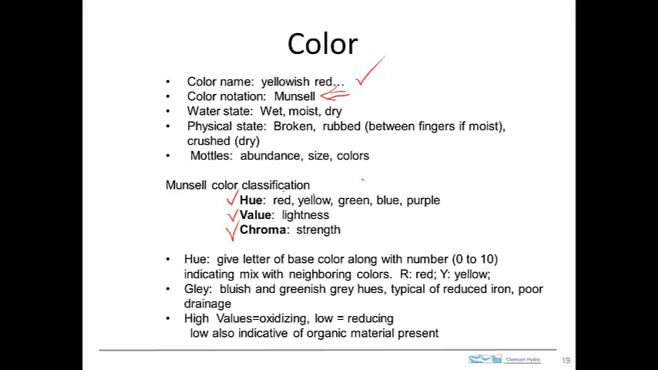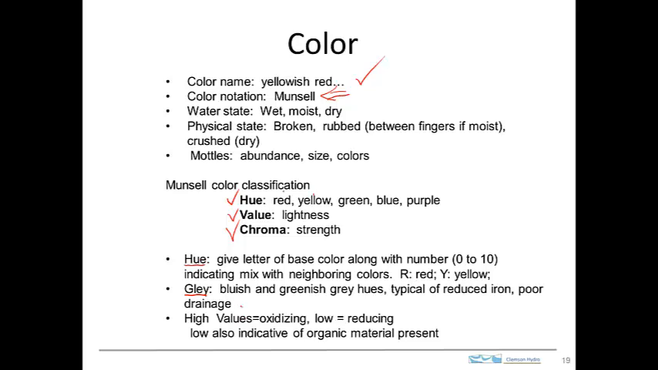Now the hue will be described by giving the base color along with a number that indicates how that base color might be mixed with other colors. I'll show you an example of this in just a second. An important hue for soils is called gley, a bluish or greenish gray hue. This is the kind of hue that occurs in soils with reduced iron, and it indicates poor drainage.